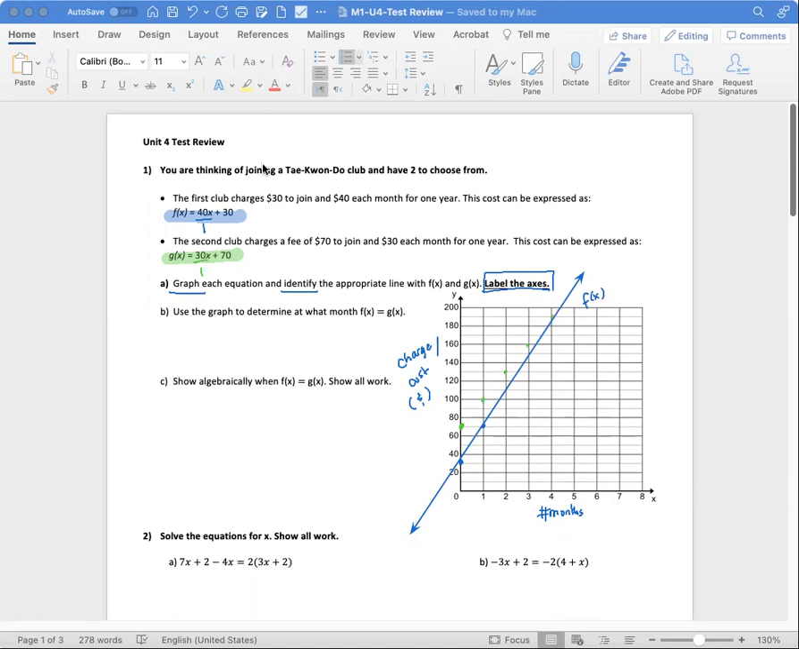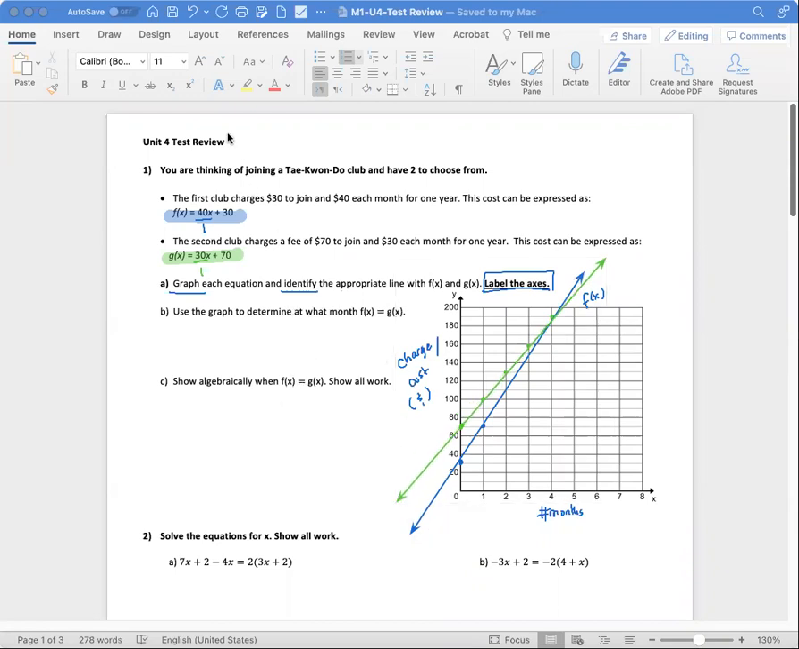Now, once you graph this line, it's going to look something like this. And you will probably be able to see where these 2 lines are going to meet.